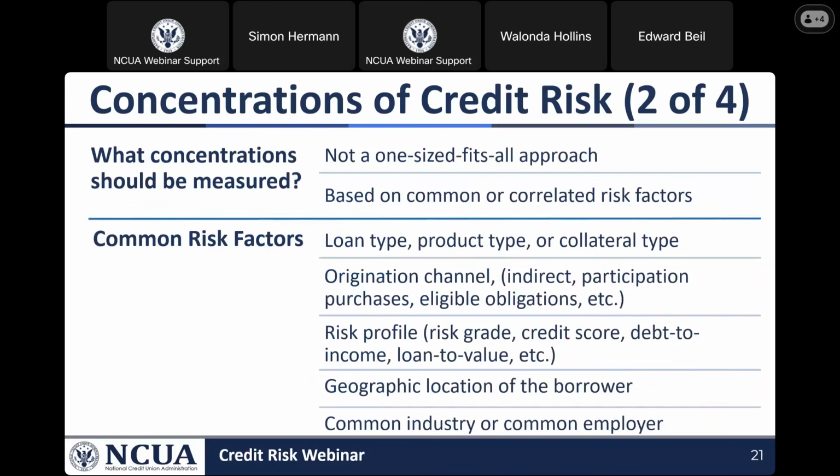There is not a one-size-fits-all approach when deciding what concentrations a credit union should focus on. A credit union needs to be able to assess and understand what the common or correlated risk factors are across the loan and investment portfolio. Those risk factors will then drive the selection of concentrations that need to be measured and reported.